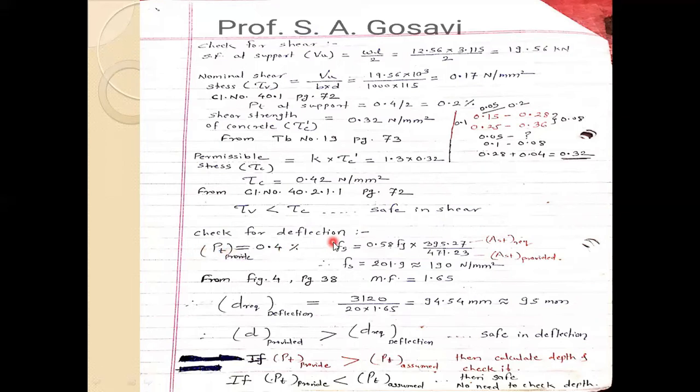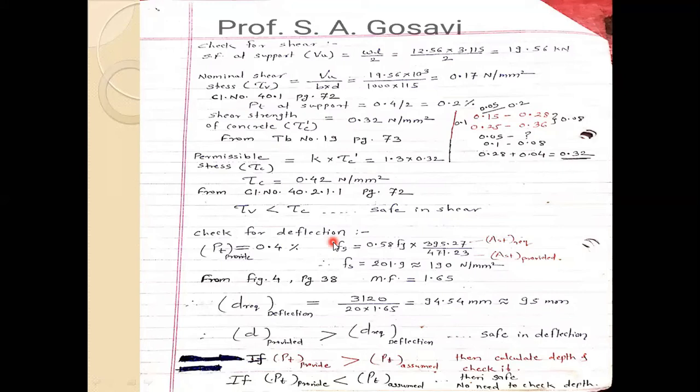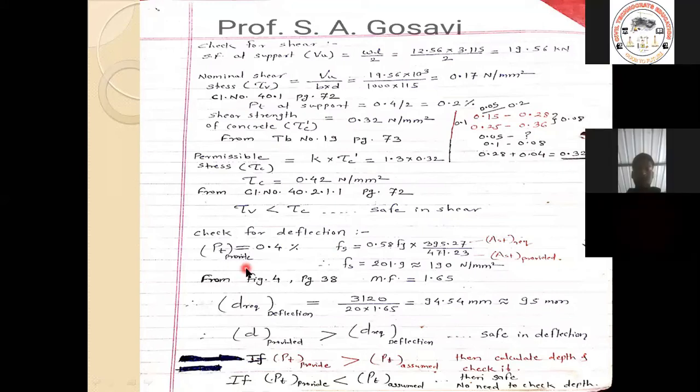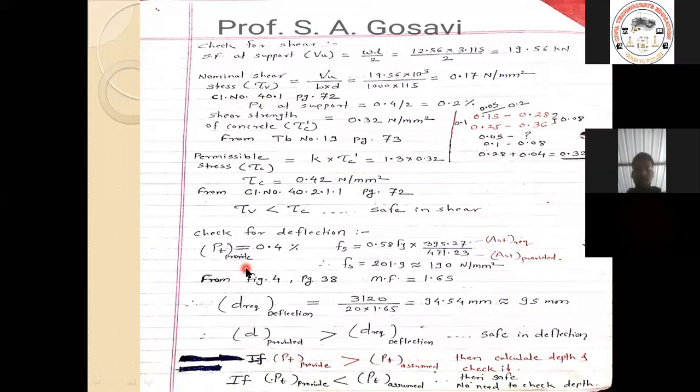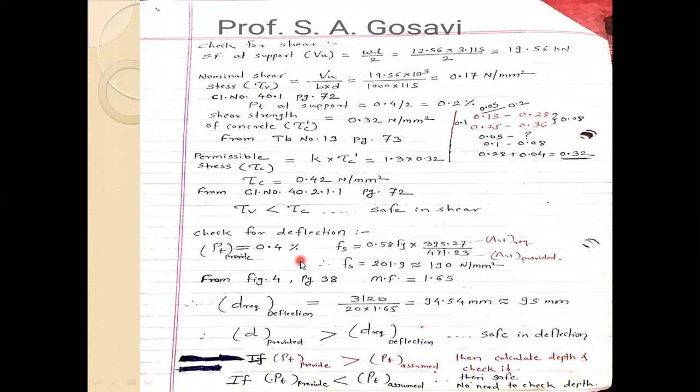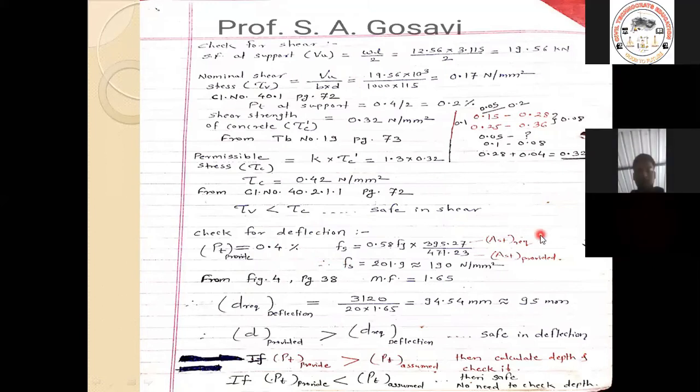To take the check for deflection now, consider the percentage of steel which we have provided. So what is the percentage of steel which we have provided? The percentage of steel is 0.4%, as we already know. So now go to this Fs, that is figure number 4, page number 38, which we have already seen while evaluating the depth.